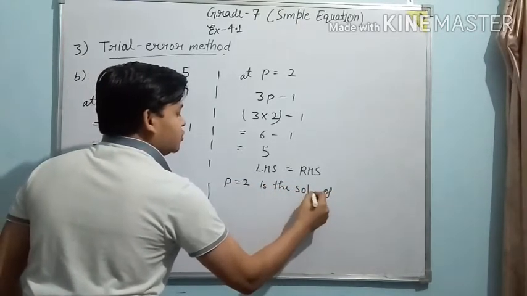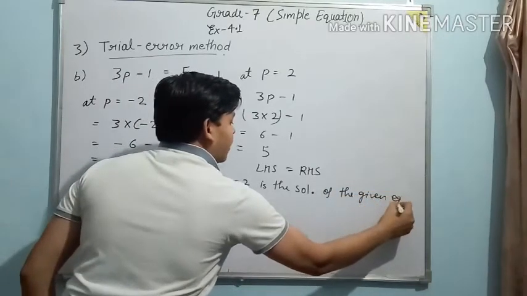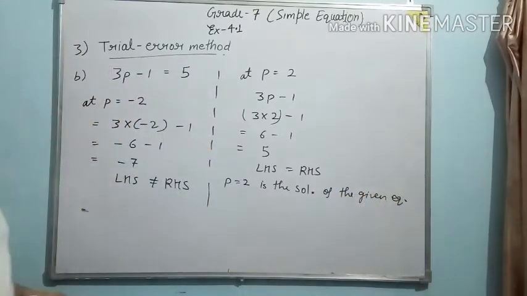That means p equals 2 is the solution of the given equation. So I hope you all have understood the method, the trial and error method. Let's move to the next question, number 4.